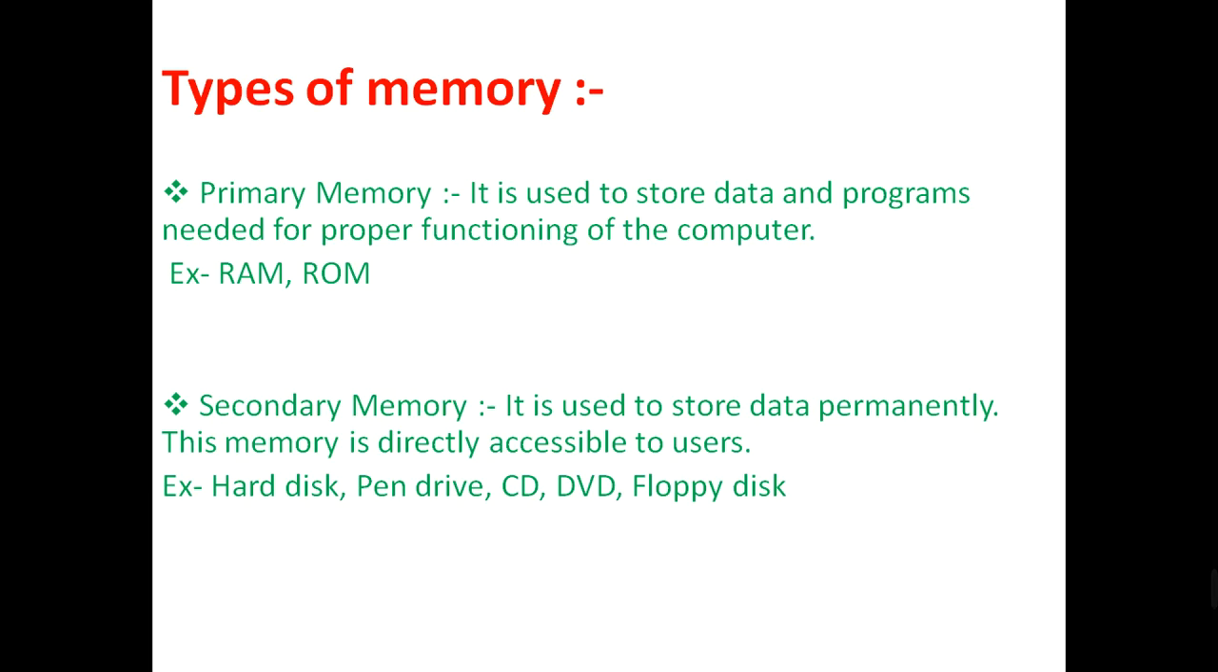Now, the secondary memory is used to store data permanently, and we usually store our whole data in secondary memory devices for long interval of time. For this, we use hard disk, pen drive, CD, DVD, floppy disk. So all these devices are secondary memory devices, and we can store our data in these devices.